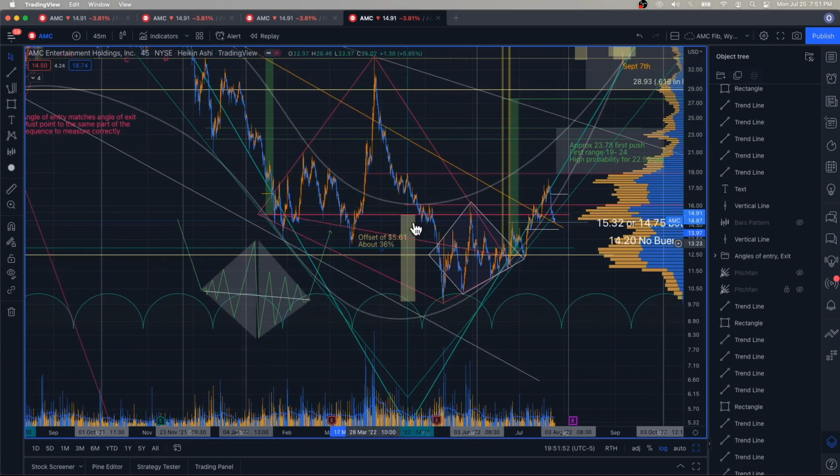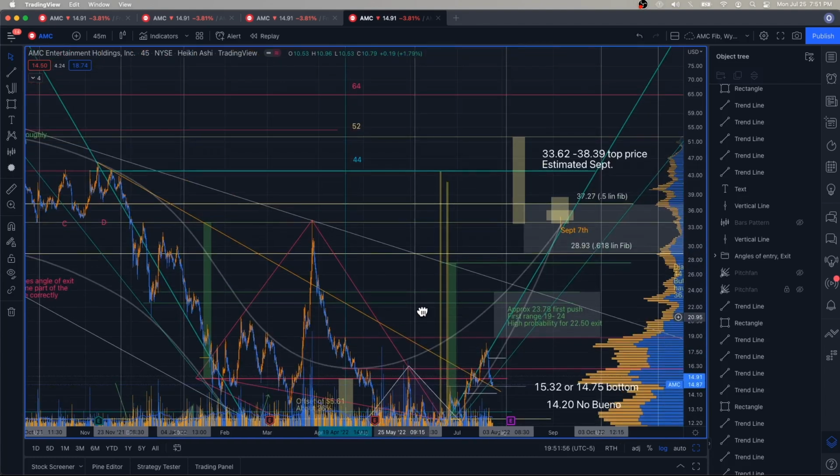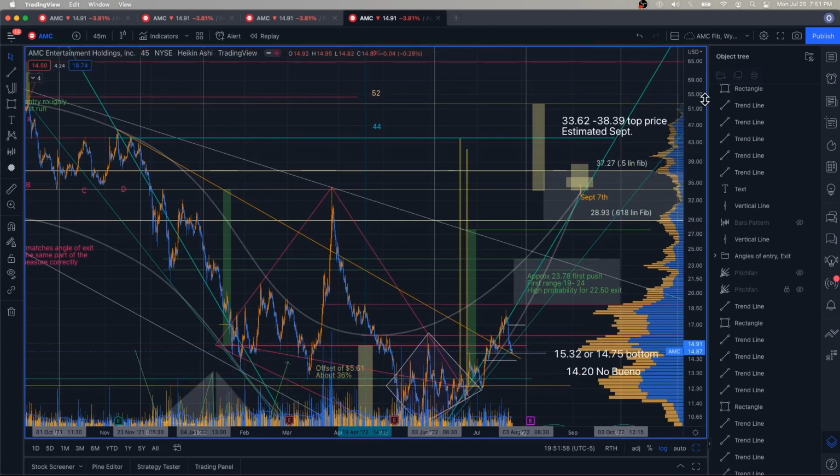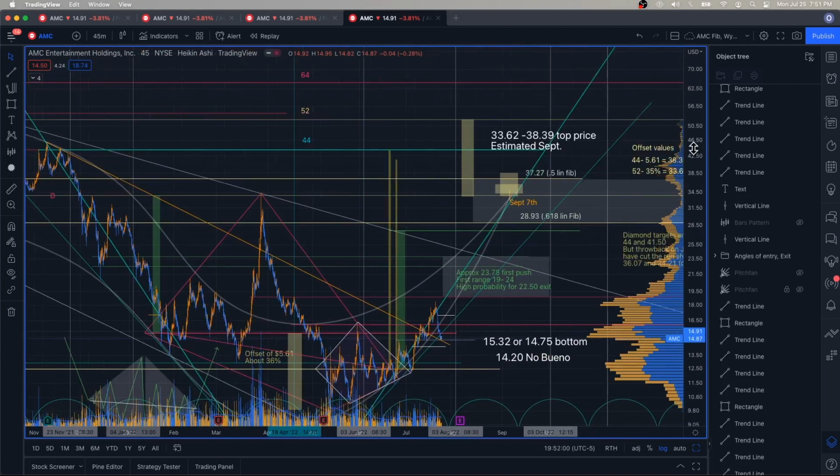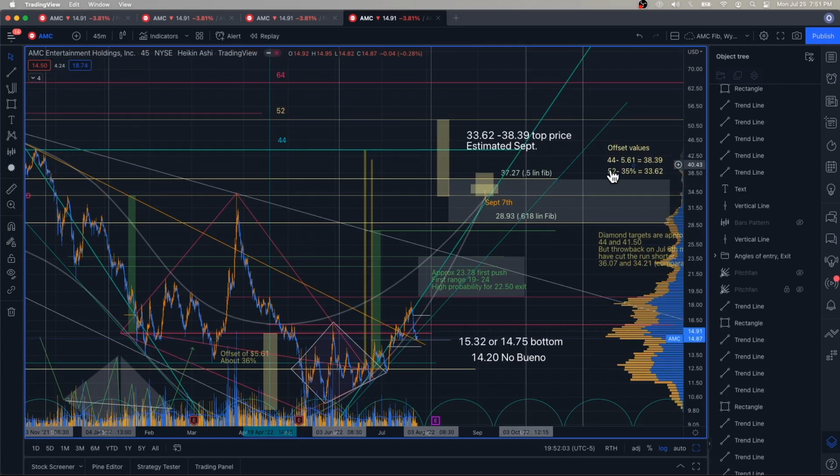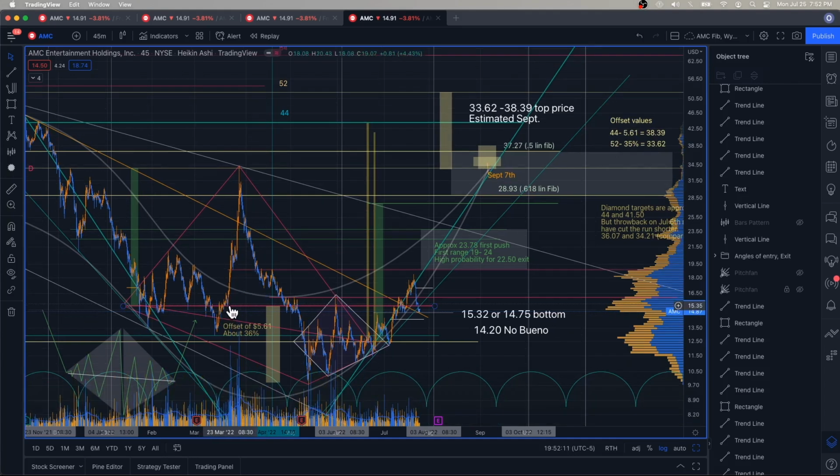So all I did was an offset value of about 36%. I took that offset value and applied it a couple different ways. I applied it to the original amount, 36% was $33 from 52. So instead of measuring from the original, which would have been from here to 52, I subtracted the percentage. I took this, moved it up to 52, right? That's all this is. And you get a new target down here of 33.62.